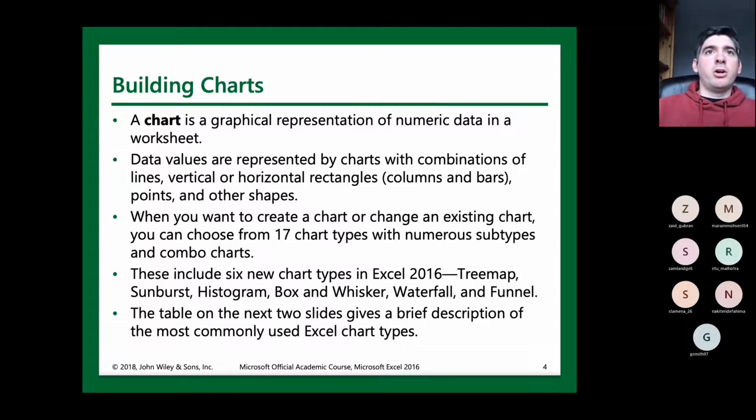When you want to create a chart or change an existing chart, you can choose from 17 different chart types with numerous subtypes and combo charts in Excel. There are new types of charts that were introduced in Excel 2016, and I don't think it will be too long before we get a new version of Excel. There you've got tree map, sunburst, histograms, box and whisker, waterfall, and funnel.